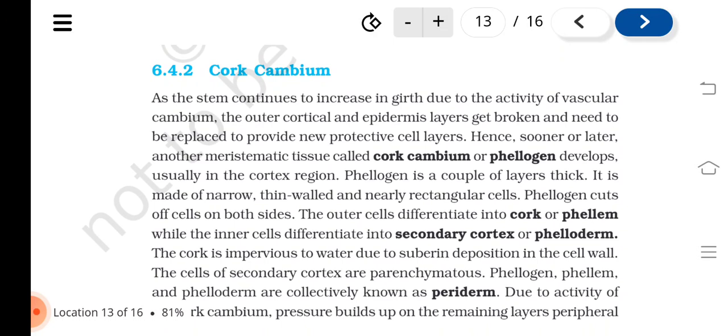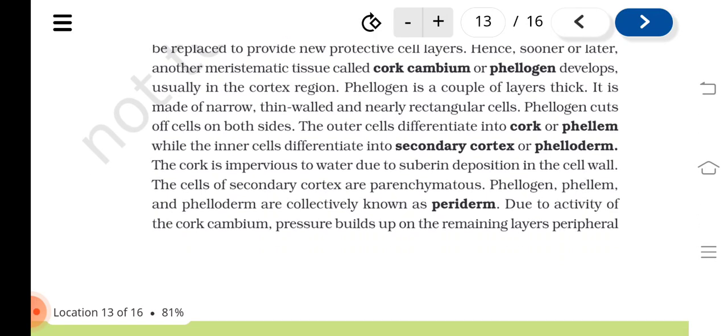Cork cambium. As the stem continues to increase in girth due to the activity of vascular cambium, the outer cortical and epidermal layers are broken and need to be replaced to provide new protective cell layers. Hence, sooner or later, another meristematic tissue called cork cambium or phellogen develops, usually in the cortex region. Phellogen is a couple of layers thick. It is made of narrow, thin-walled and nearly rectangular cells. Phellogen cuts off cells on both sides. The outer cells differentiate into cork or phellem, while the inner cells differentiate into secondary cortex or phelloderm.